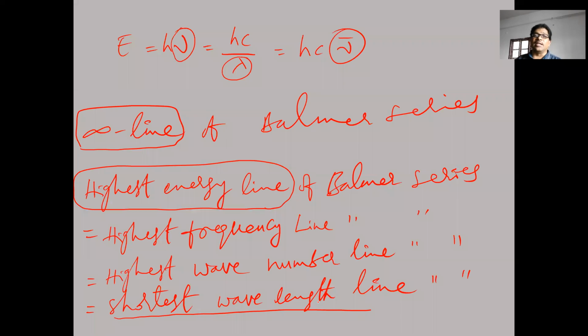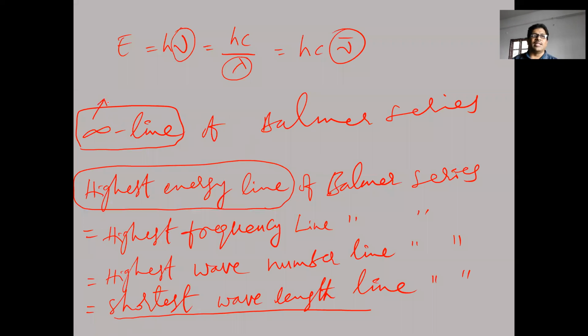So like this, indirectly they will be giving it. They will not give the infinity line directly. They will say the line of highest energy, otherwise the line of shortest wavelength. Mostly they mention wavelength and energy. These two areas we should not confuse. From this we have to recall the N1 value and N2 value.